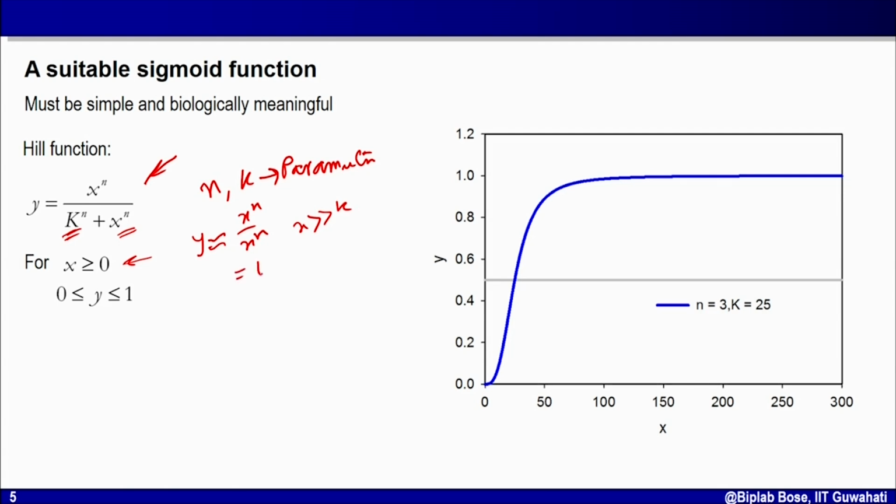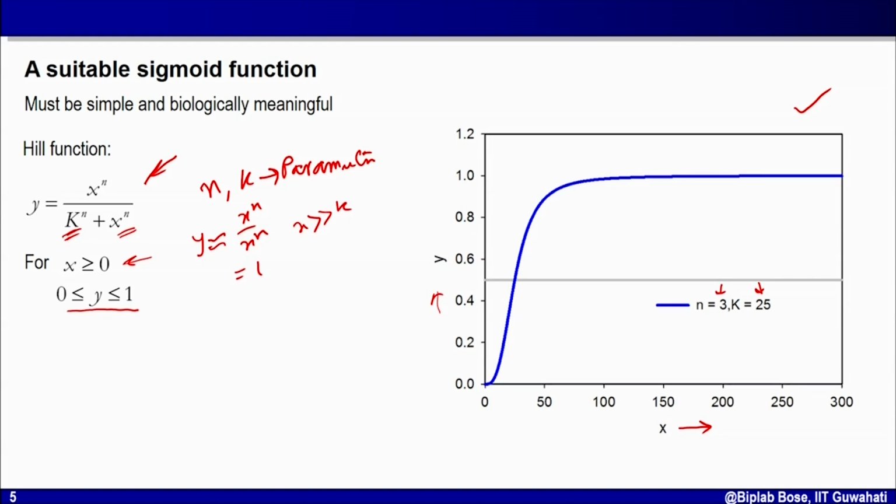So that means this function y changes from 0 to 1. 1 is the maximum value, and that helps because it is within a particular range. If you look into the diagram shown in your slide, I have varied x in a positive value from 0 to 300 and y in the vertical axis. You can easily see this blue curve is a sigmoidal one. Here I have considered n equal to 3 and k equal to 25.